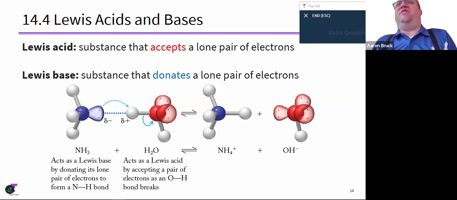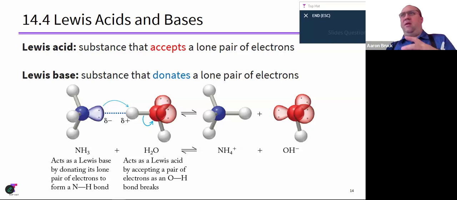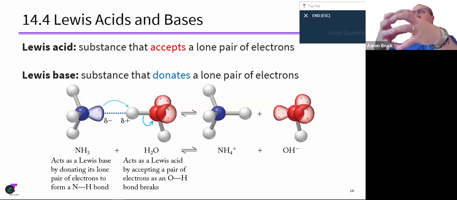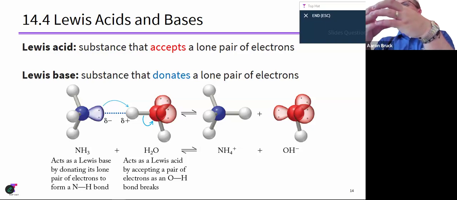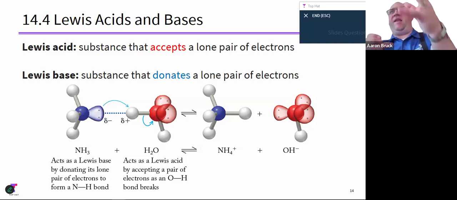But what I want you to think about as far as acid-base theory is concerned is that you can think about these acids and bases almost like a series of concentric circles. The Arrhenius definition was the most restrictive. It was the most specific. In order to be an acid, you had to have a hydrogen, and that hydrogen had to come out in water.